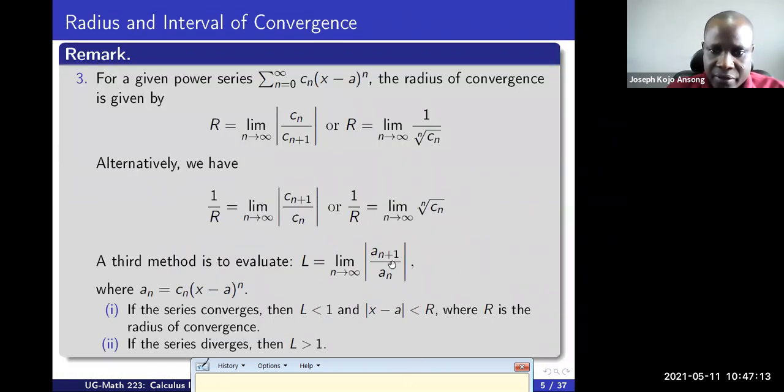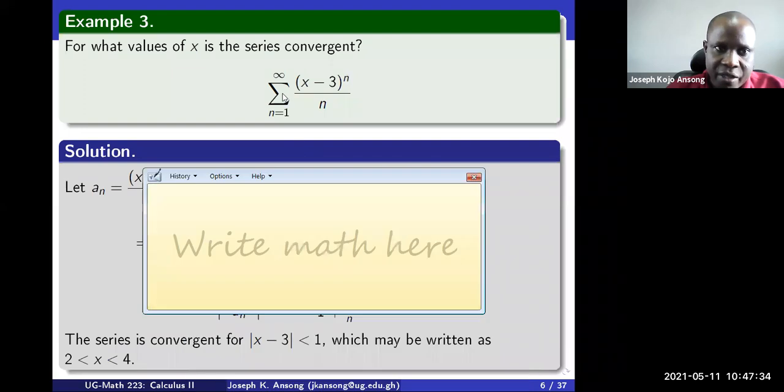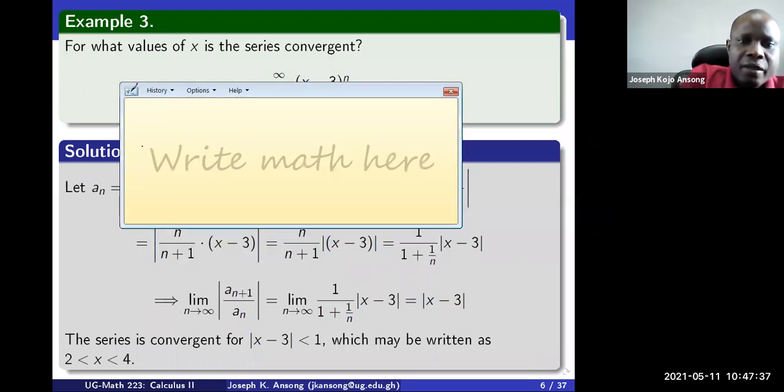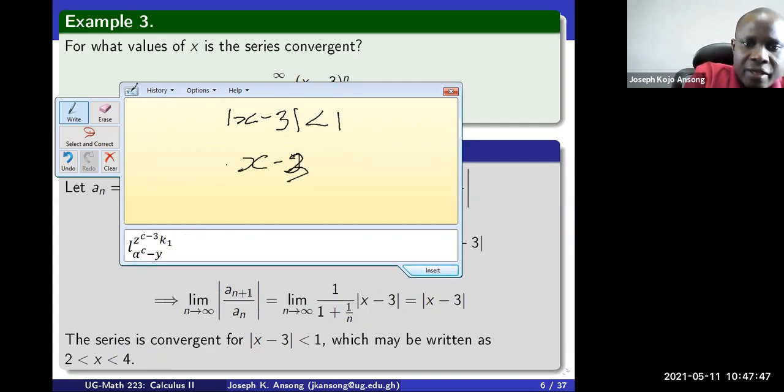This is L. And the theorem from the ratio test says that the series converges if L is less than 1. So if you go back to what we just got, the series will converge if this is less than 1. So the series converges for the absolute value of x minus 3 less than 1, which of course you can write as that. x minus 3 less than 1 means that x minus 3 lies between -1 and 1.